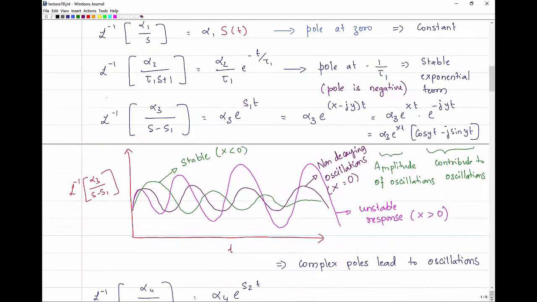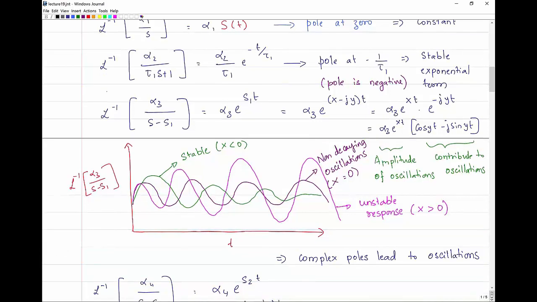Now, if x is less than 1, as shown here in the green curve, the amplitude is going to be stable, and therefore we will see stable decaying oscillations over time. If x is equal to 0, then the exponential term will be equal to 1, and we will see sustained oscillations over time, non-decreasing oscillations for x equal to 0. And if x is greater than 1, the exponential term is going to explode over time, and therefore we will notice unstable increasing amplitude oscillations.